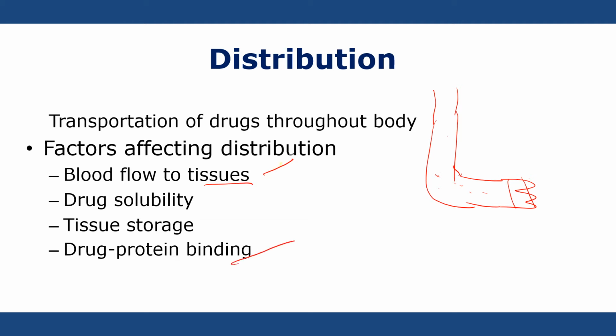Another one is drug protein binding. Protein binding is a very important factor in drug distribution, because most drugs form a compound with the plasma protein, usually albumin, and that becomes a carrier. So these proteins act as a carrier for drug molecules. So if you have a client who has a poor appetite or low albumin levels, you can have a variation in distribution.